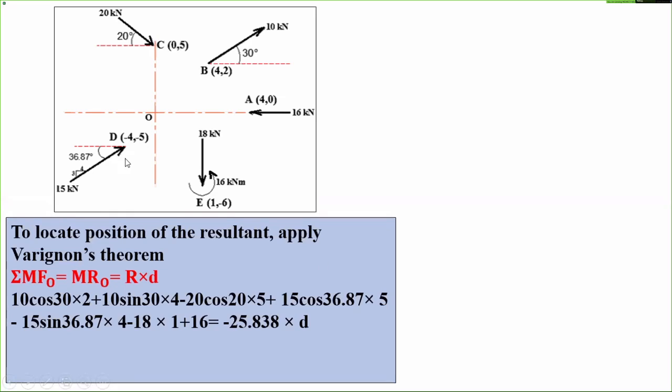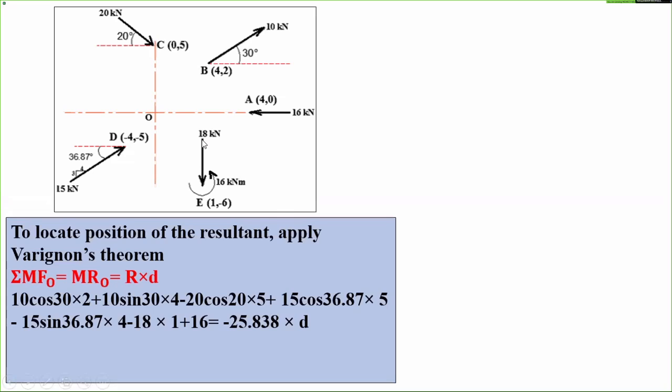Similarly, its y component will act here. This will be the y component, and the line of action of the y component and O is nothing but 4 distance. The distance between y component and O will be 4, and its moment will be clockwise here. So that's why minus 15 sin 36.87 multiplied by 4.